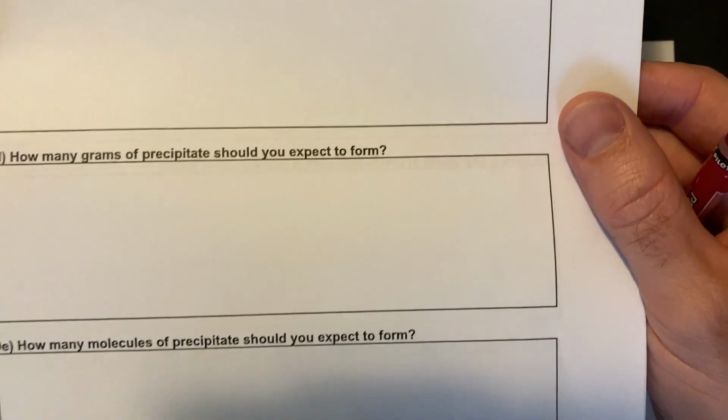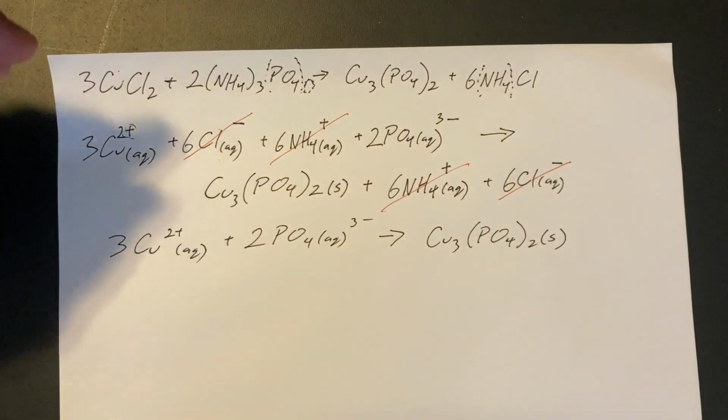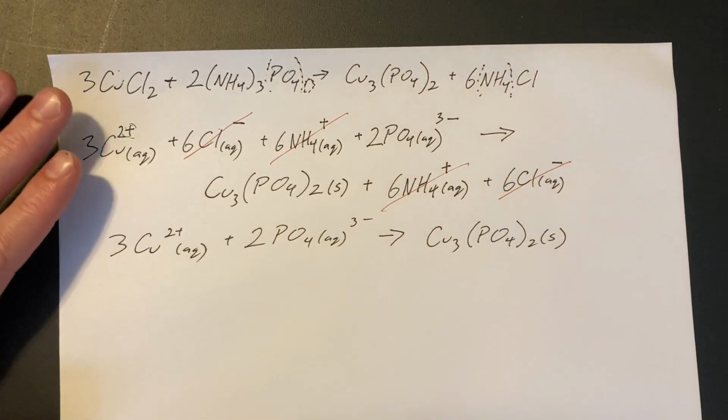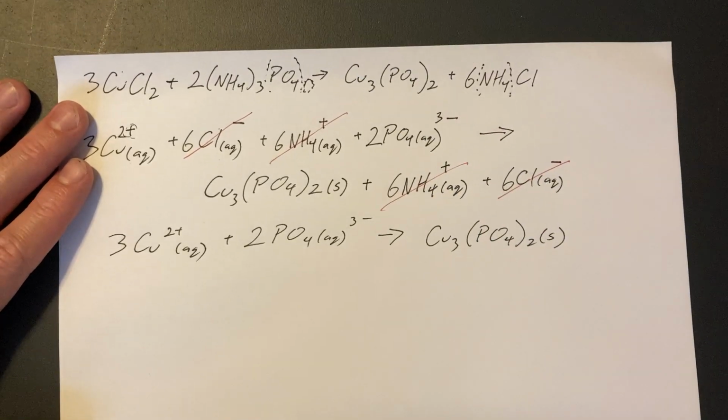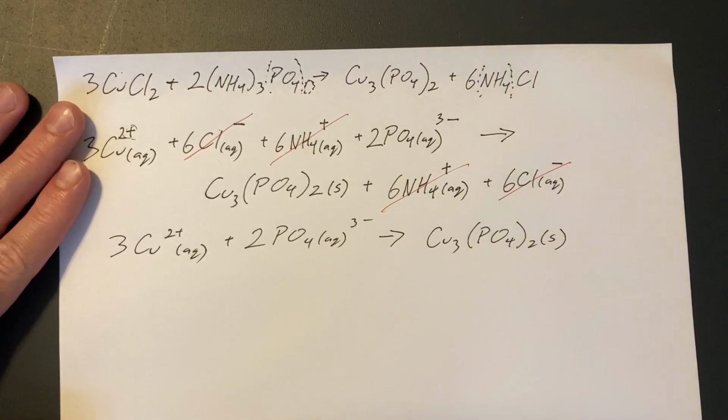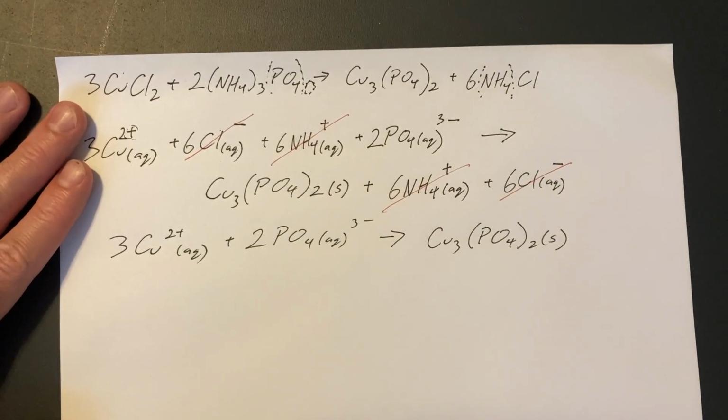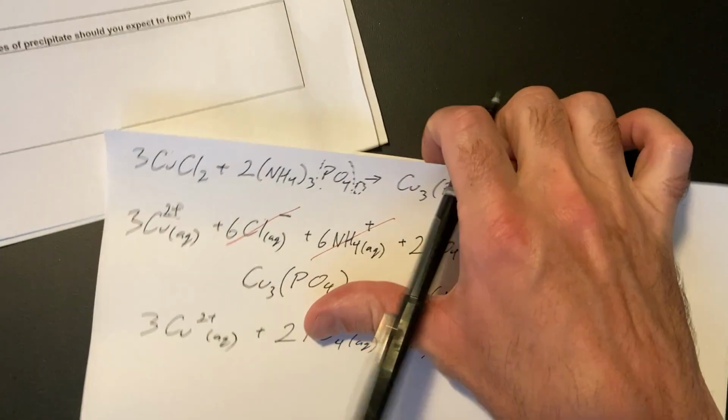Let's look at the next part. 9C, identify the limiting reactant. First thing we got to do to identify the limiting reactant is we got to figure out how many moles of each one of those two reactants that we've got. I'm going to put this thing right under here for easy reference.